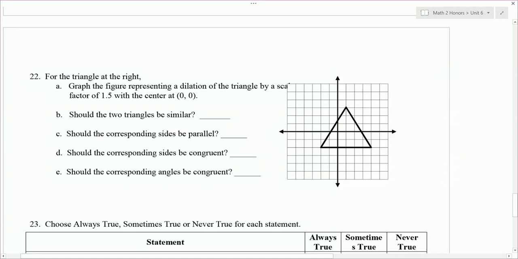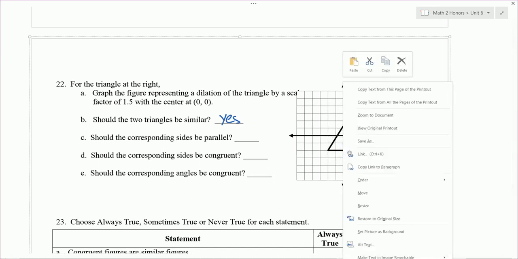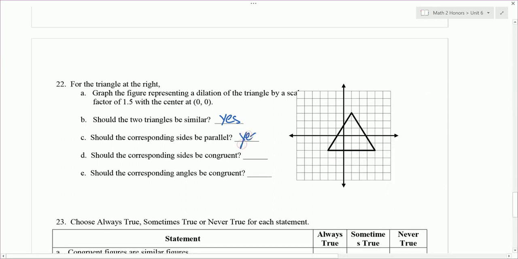Number 22, for the triangle at the right, graph the figure representing a dilation of the triangle by a scale factor of 1.5 with a center at 0, 0. Should the triangles be similar? Well, yes, because when you do a dilation, you get similar triangles. Should the corresponding sides be parallel? Yes. Dilations are not rotations, and their side lengths are proportional.